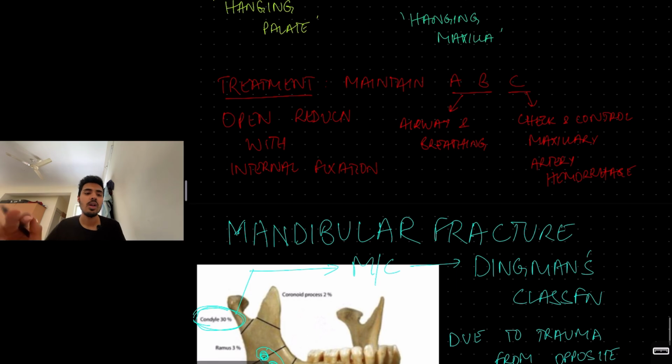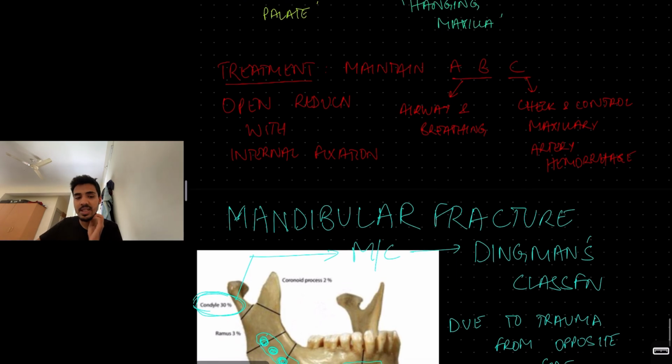Treatment is like most diseases, maintain ABC. Here airway and breathing you will check for, and for circulation, what is important is that maxillary bone fracture is commonly associated with maxillary artery injury leading to hemorrhage. So you have to control that hemorrhage as well. So control maxillary artery hemorrhage, airway and breathing. And it is of course a severe fracture, right? You can't do closed reduction or anything. You have to go for open reduction with internal fixation. For any of the Lefort fractures, you have to go for open reduction with internal fixation.